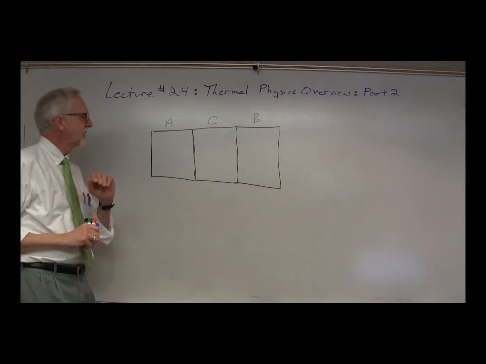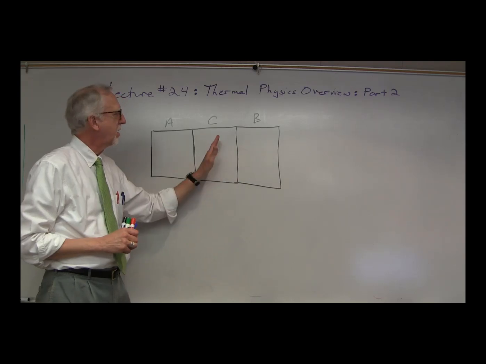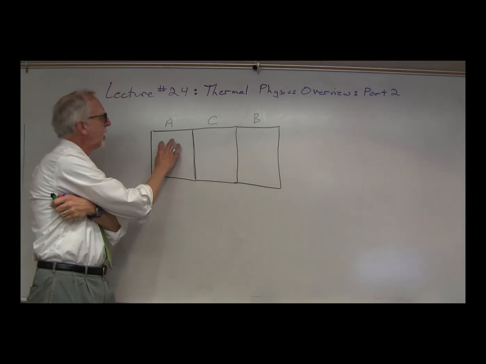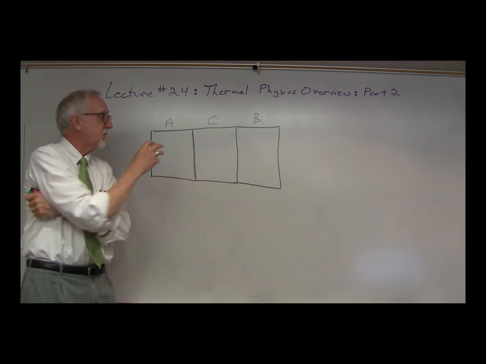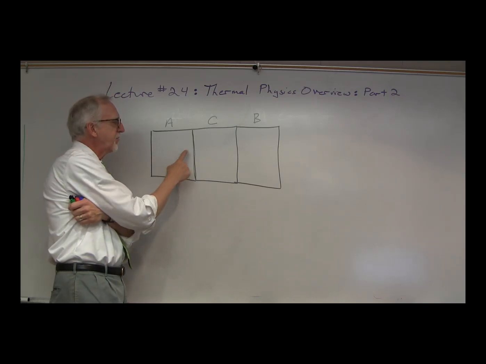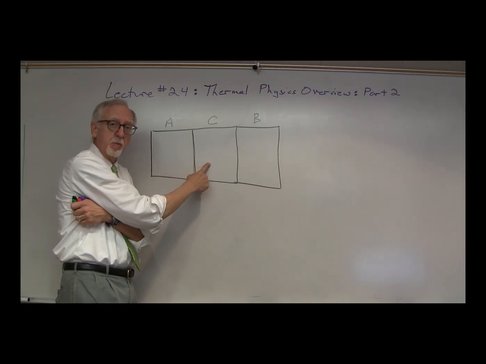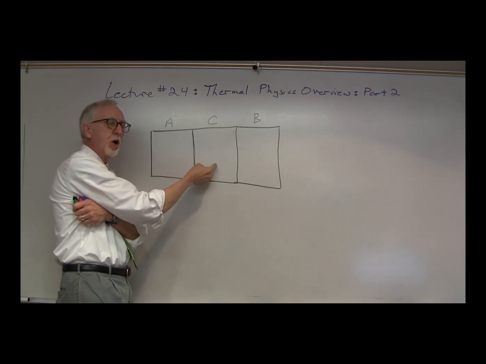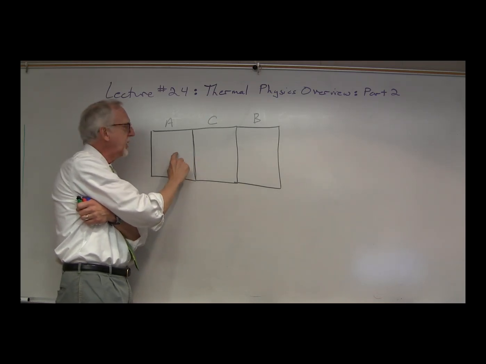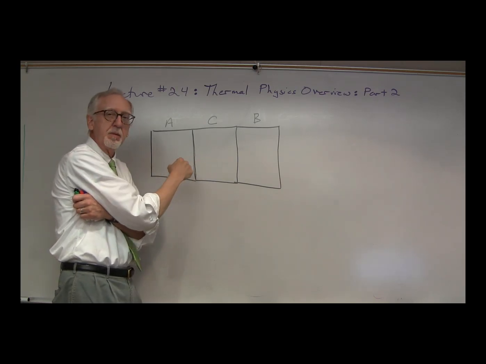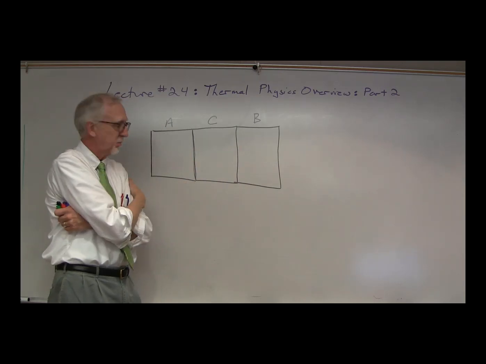So here we've got 3 systems. A and B are in thermal equilibrium with system C. Now what does that mean? Well, for A and C to be in thermal equilibrium, it means that first of all they are in thermal contact with each other, which means heat could go back and forth. So heat could go from A to C, or it could go from C to A. Thermal contact means heat exchange is possible.